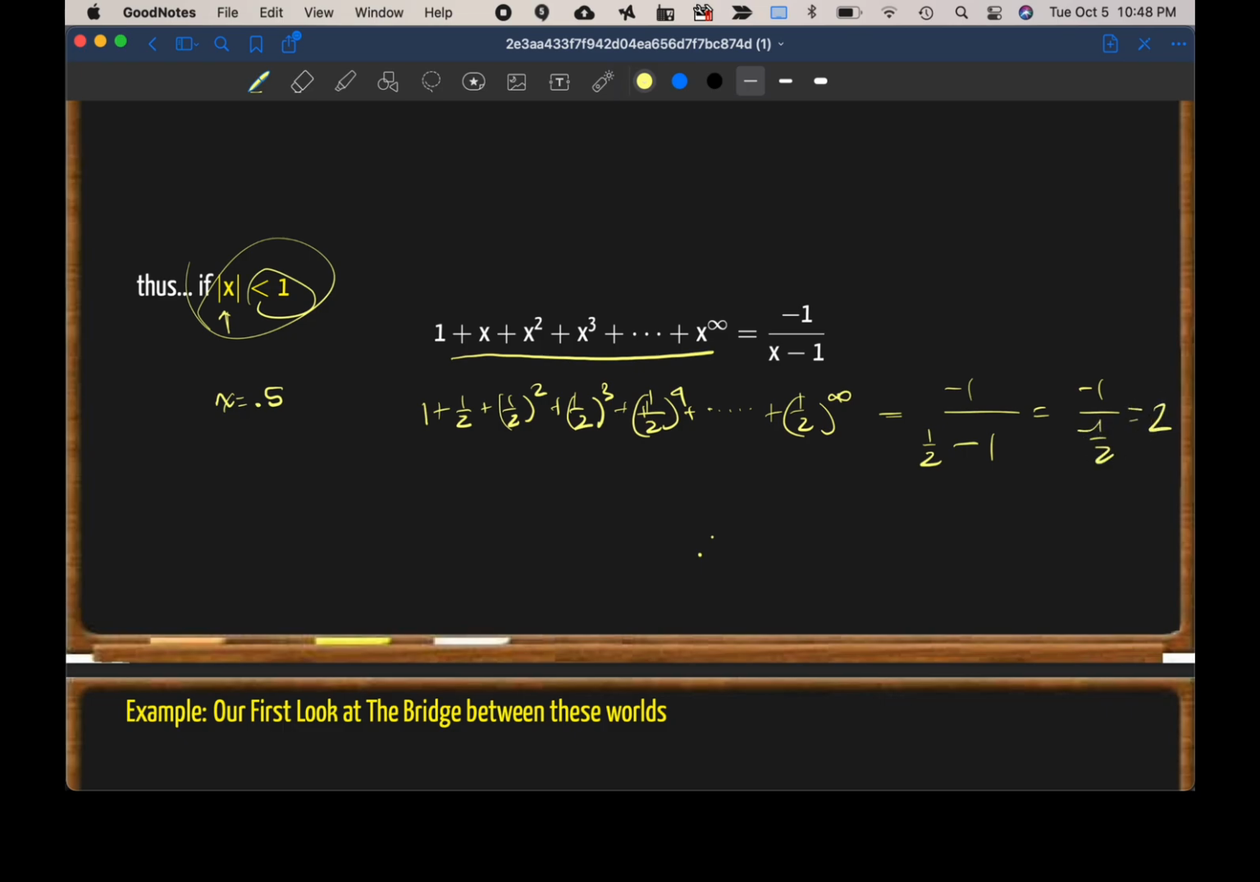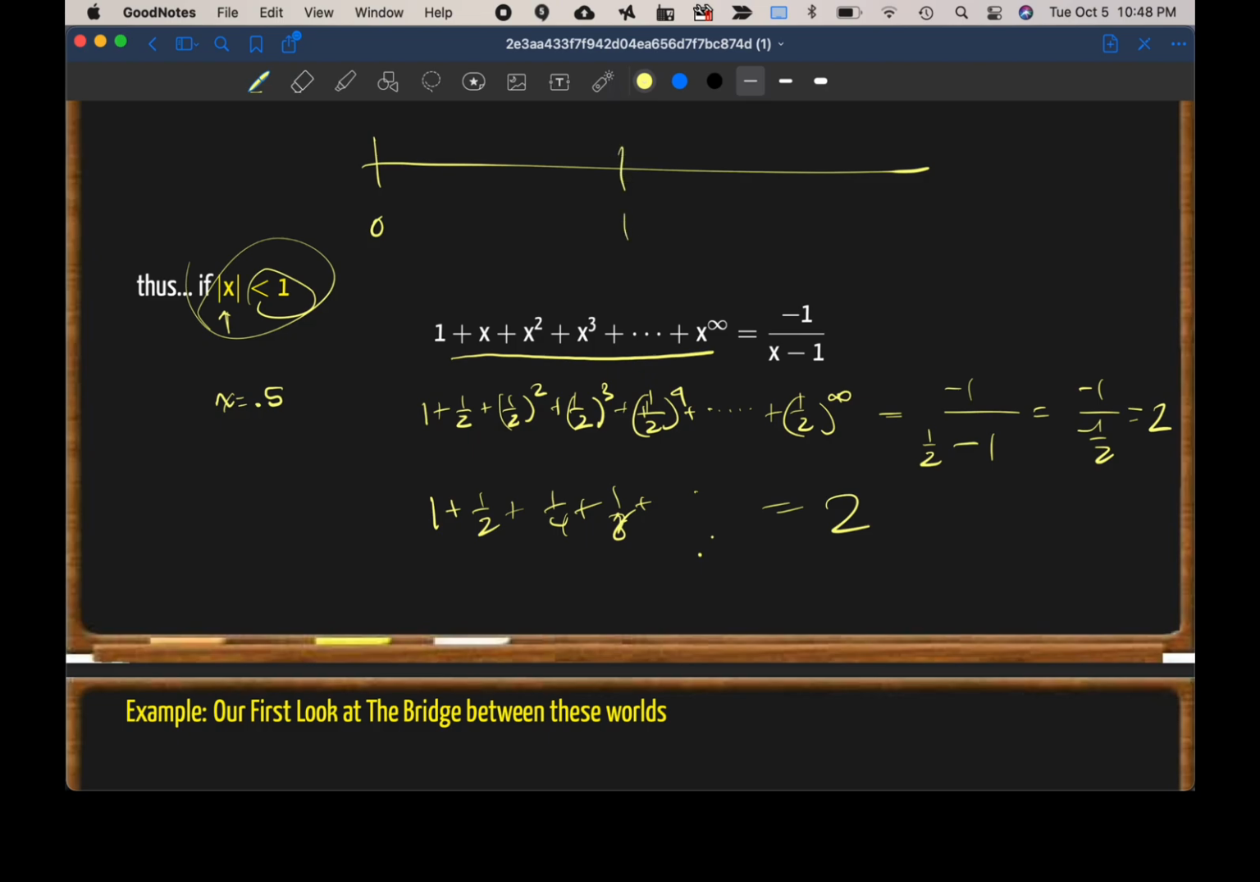Amazing. This is telling you, for example, that if you were to add all powers of 1 half, starting with the 0th power, first power, second, and you went all the way to infinity, you would get exactly 2. 1 plus a half plus a quarter plus an eighth, etc. All that is equal to 2. Amazing.